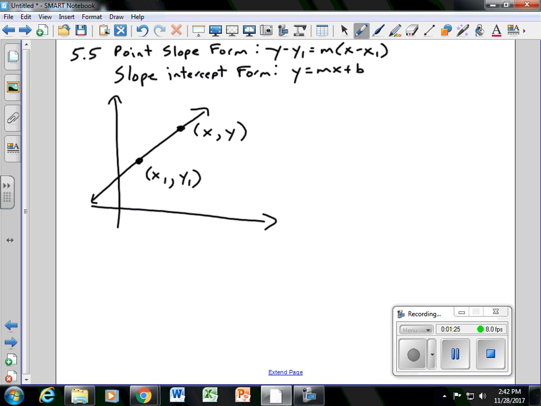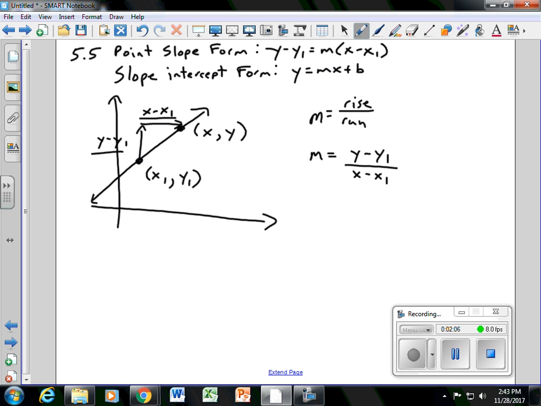So those sub-notations just indicate they're not the same point. So the distance to get from here to here, if I were looking for the rise, would be y minus y sub 1. And the distance to get from here to here, if I were looking for the run, would be x minus x sub 1. So we know that slope is rise over run. And in this particular example, I have m equals rise is y minus y sub 1, and my run is x minus x sub 1.